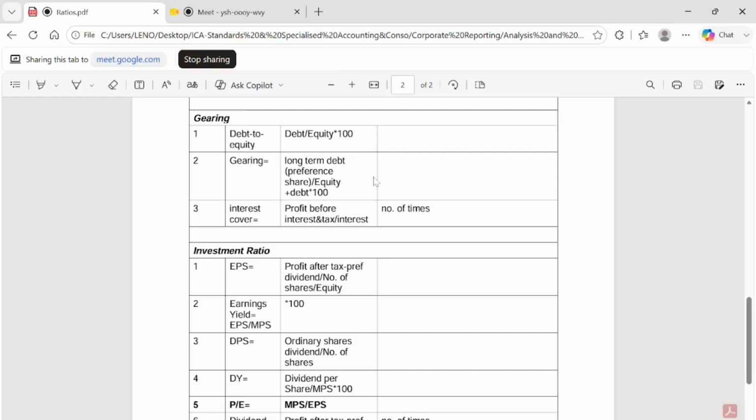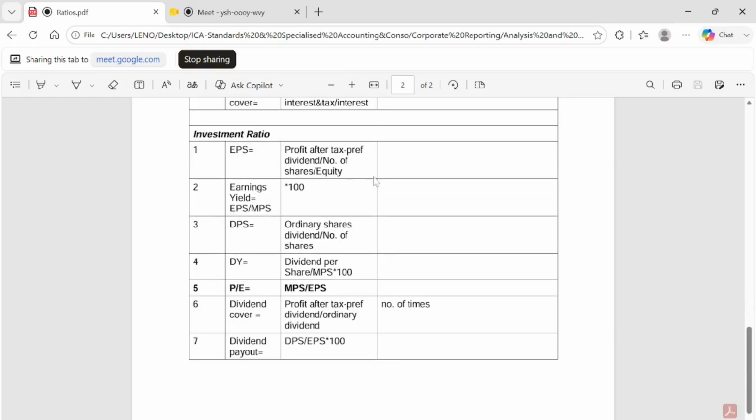Any question up to this point? The final one is the investment ratio. So with the investment ratio, the investors or potential investors want to know these numbers before they can invest. You understand?